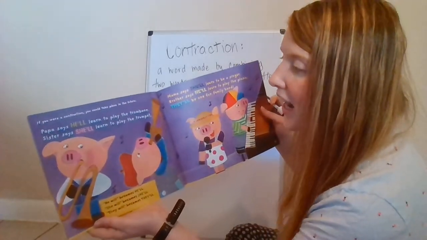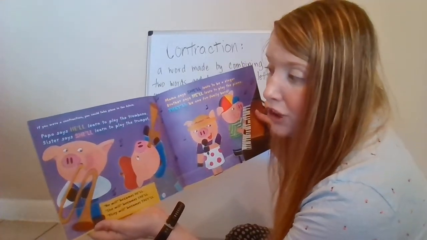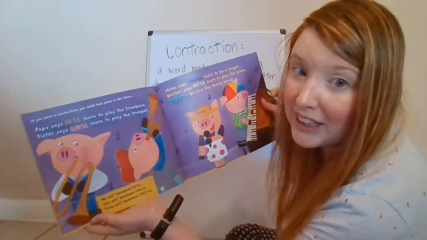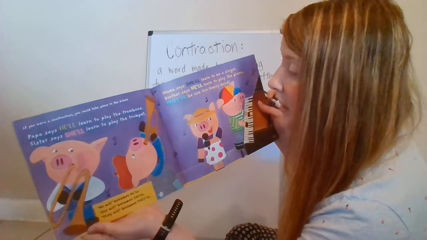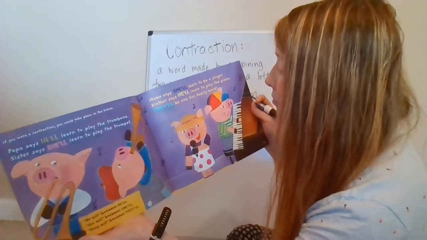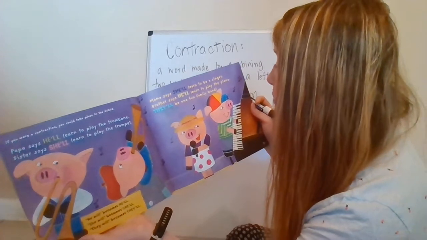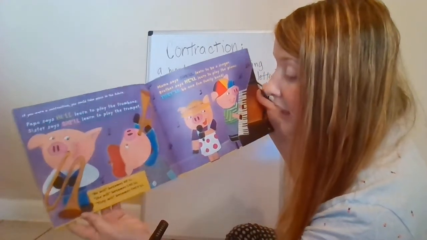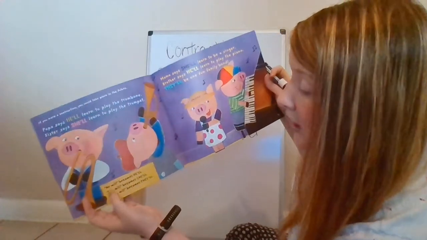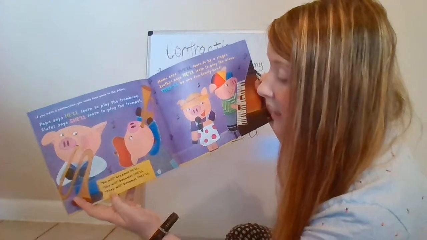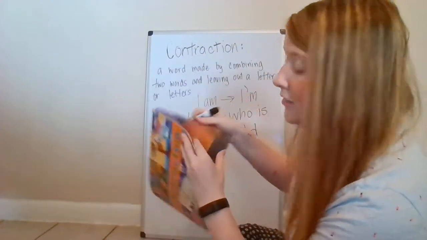If you were a contraction, you could take place in the future. Papa says he'll learn to play the trombone. Sister says she'll learn to play the trumpet. Mama says she'll learn to be a singer. Brother says he'll learn to play the piano. They'll be one fun family big band. So he will becomes he'll, she will becomes she'll, and they will becomes they'll.